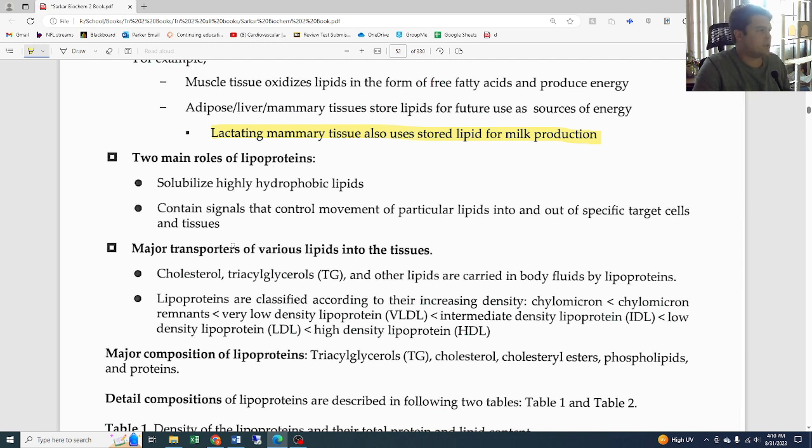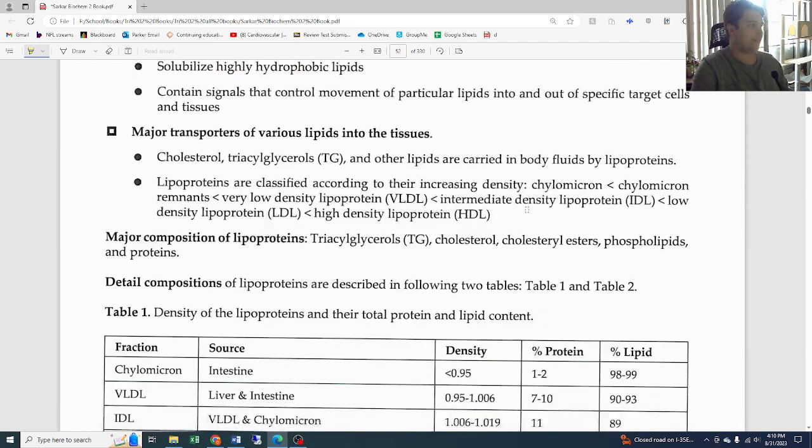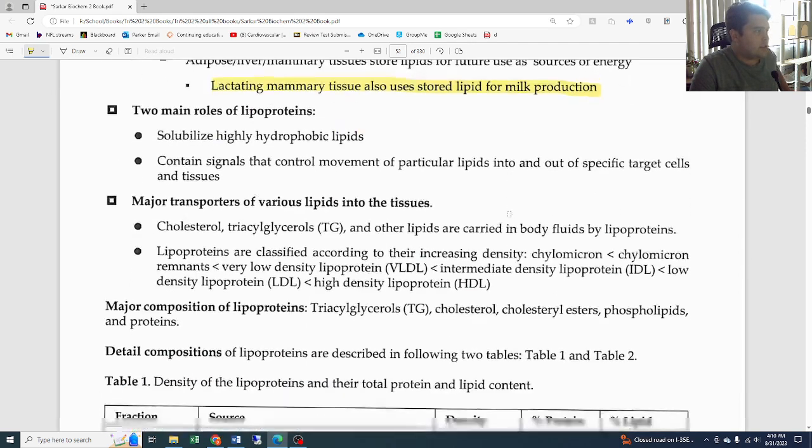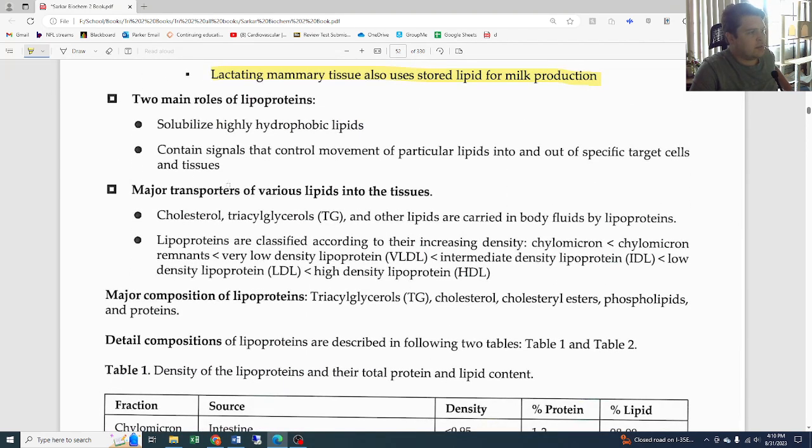Two main roles of lipoproteins: to solubilize, or make soluble, the highly hydrophobic lipids. They also contain signals that control movement of particular lipids into and out of specific target cells and tissues. They are the major transporters of various lipids into the tissues. Cholesterol, triacylglycerols, and other lipids are carried in body fluids by the lipoproteins.